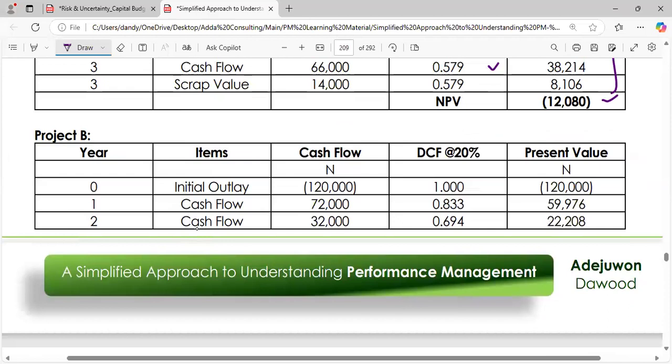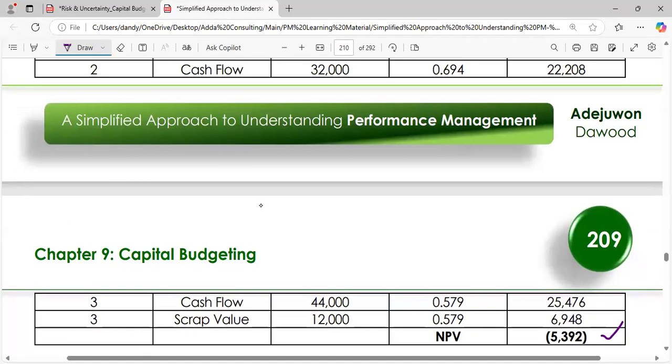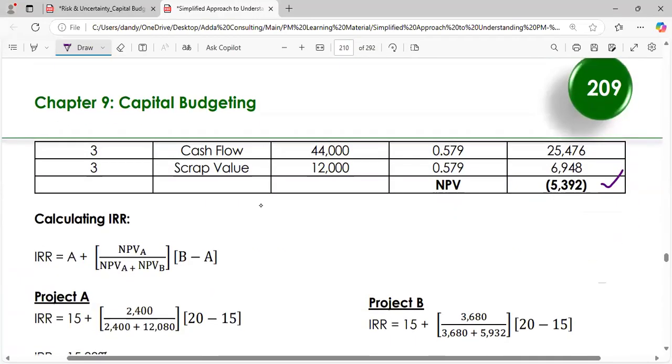So for project B, cash flow still remains the same. Discount factor as you have for project A, then you multiply that to get the present value. At the end of the day, we got a negative NPV of 5,392. So we assume 15%, we got a positive NPV for both projects. We increased to 20%, we got a negative NPV for both projects.